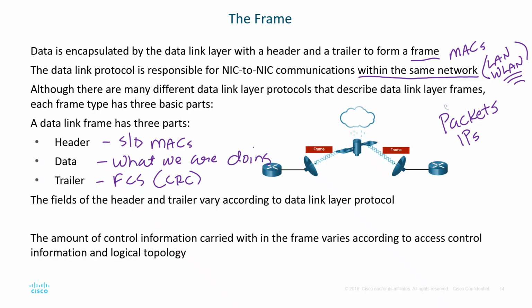The fields of the header and trailer vary according to data link layer protocols. So what they're showing you here in this picture is I can start out here in an Ethernet type of situation. I can get to this router, and this router is using satellite. This router is using something different. This router is going back to satellite. This one is going back to Ethernet. That's that encoding and decoding based on the medium.